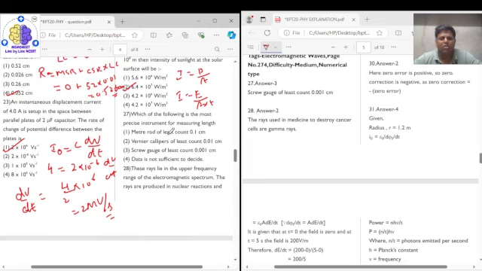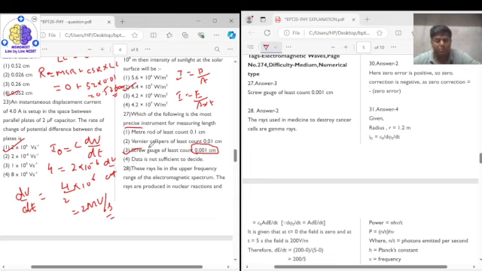First is the meter rod of least count 0.1, vernier caliper of least count 0.01 centimeter, screw gauge of least count of 0.001 centimeter, and data is not sufficient for deciding. No, we can decide. The correct answer is option 3, that is screw gauge for the least count of 0.001 centimeter, because it is having the least count. Therefore, this is the most precise. So we'll have the most precise reading from screw gauge.